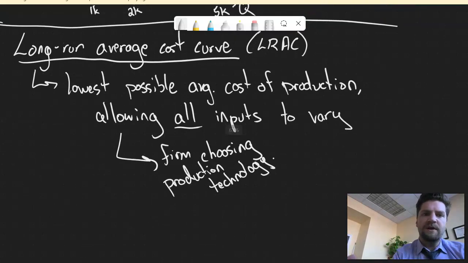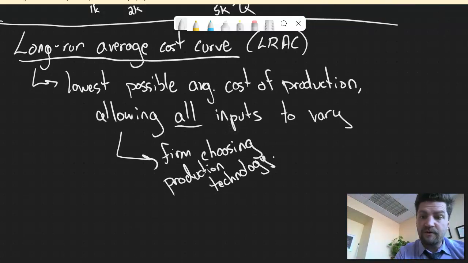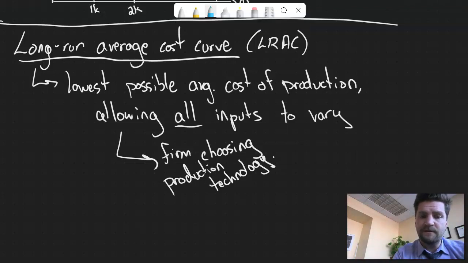Now, how are long-run average cost curves created? It's a great question. Well, long-run average cost curves, and we'll see this in a second in terms of the graph, are nothing more than the lower envelope of your short-run average cost curves. So let's go ahead and get that down here and defined as well.